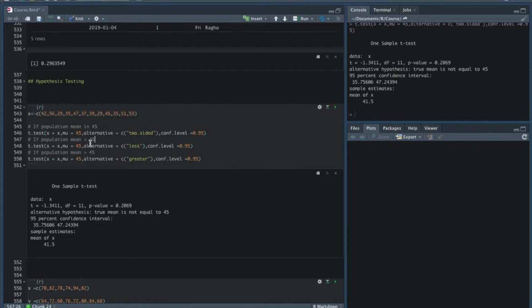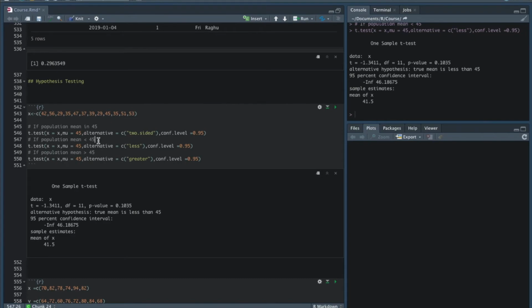Now suppose you want to test if the population mean is less than 45. To do that, you just again run the t-test with the same parameters. However, in this case, instead of two-sided, you write less, and if you run it, you see that again with the p-value you cannot reject. Greater than or equal to 45 is the null hypothesis.